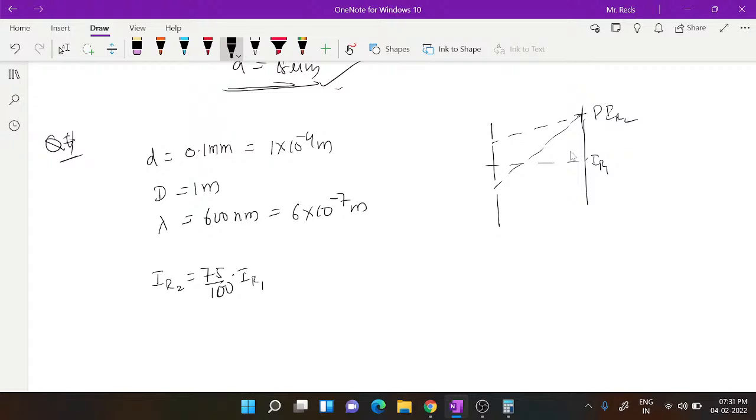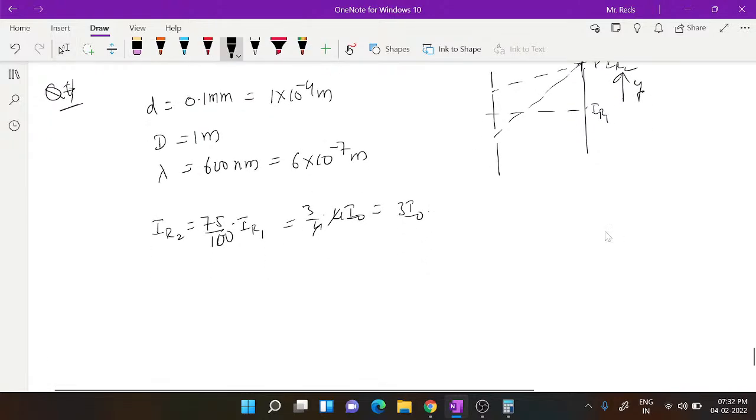So it will be 3 by 4 into 4 I naught. The 4 cancels, so IR2 is equal to 3 I naught, where the intensity at a point on the screen is 75% of the maximum intensity. What is the smallest distance of this point? Let us say this distance is y.